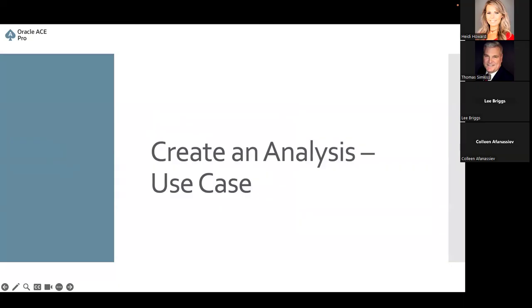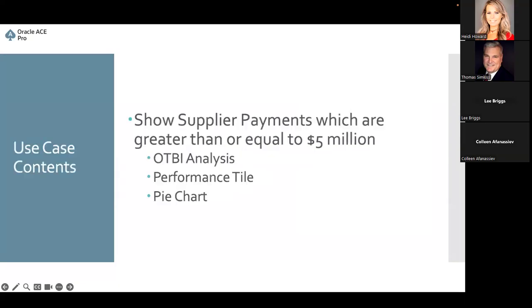That's okay. So we're going to create an analysis. We're going to go through the entire gamut. So I want to go through the use case. Our use case is I want to see supplier payments which are greater than or equal to $5 million. I want to have an analysis. I want to have a performance tile. So I want to see a count. And I want to see a pie chart which breaks this out. That is the use case we're given. That's what we're going to build.